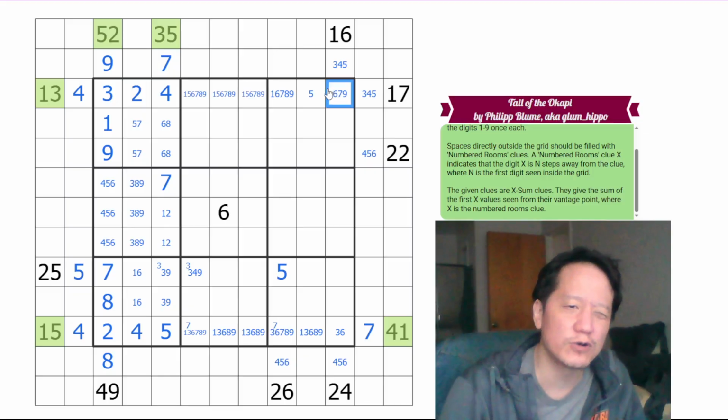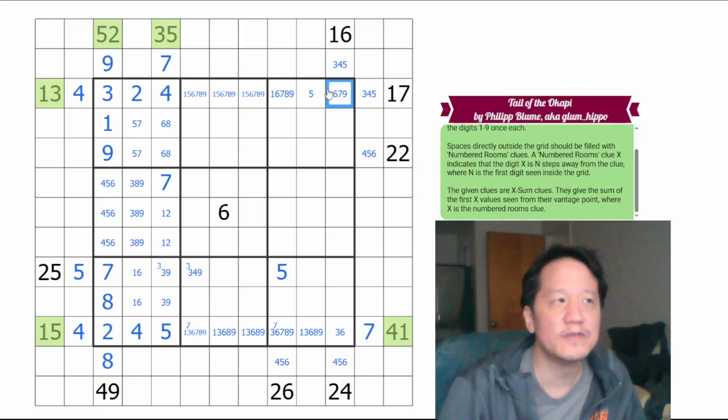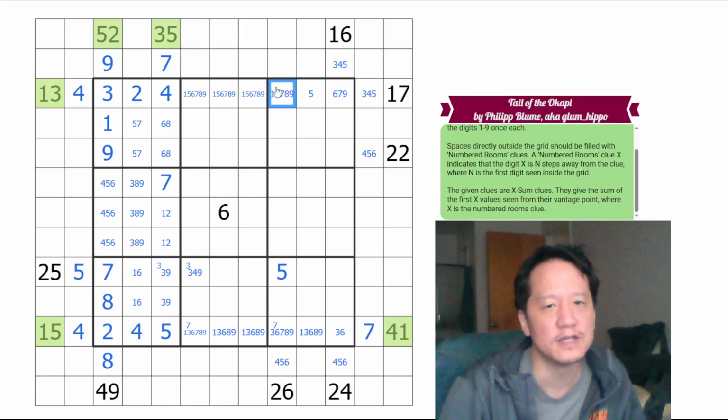But I think that works too, right? 17 minus 11 is 6. So the remaining 2 digits here that are left from the 4 must add up to 6, and it would be 1 and 5. So either way, that would be 5.